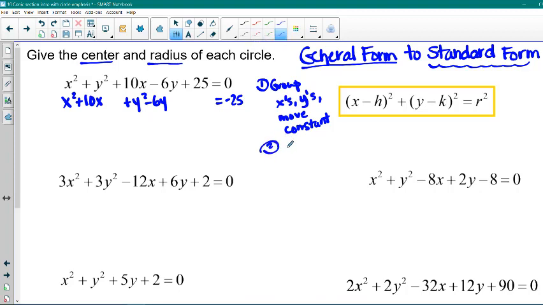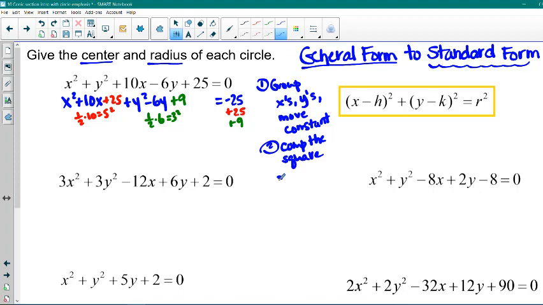Next, we will complete the square for the x's and for the y's. For the x's, we say half of 10 is 5. 5 squared is 25. So if we add 25 on the left, we need to be sure that we add 25 on the right. For the y terms, half of negative 6, but we're going to square it, so it's going to come out positive anyway. I would just think of it as 6. Half of 6 is 3. 3 squared is 9. So we'll add 9 to the left, also adding 9 to the right.